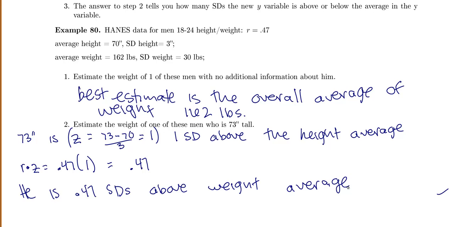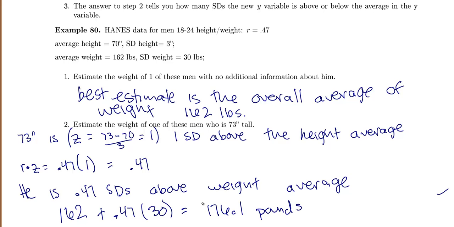So how do we figure out what he should be then? We'll take the weight average of 162, add your 0.47 standard deviations, and your standard deviation for weight is 30. So 176.1 pounds. That is our best guess for how much this 73-inch tall guy weighs. We guess that he weighs 176.1.